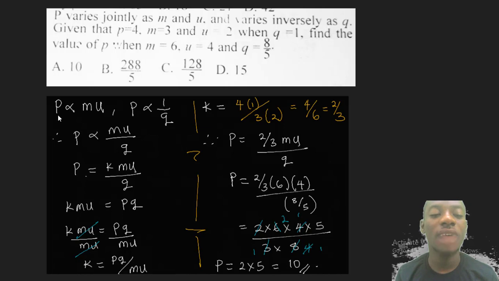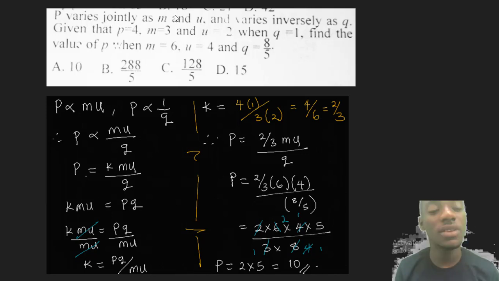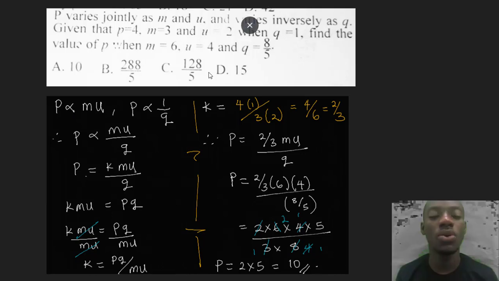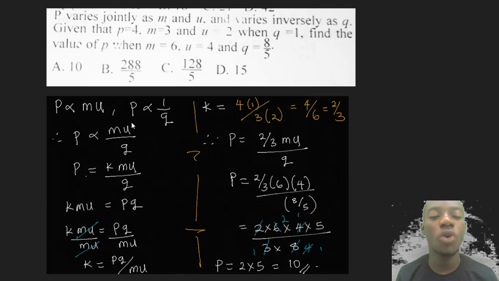Next question is actually p is directly variable as mu, and that's actually joint. So p varies jointly as m and u. Can you see the joint variation? It's actually direct variation of two variables. Then it varies inversely as q. So p varies inversely as q. If you combine both, you'll be getting p varies directly as mu over q.